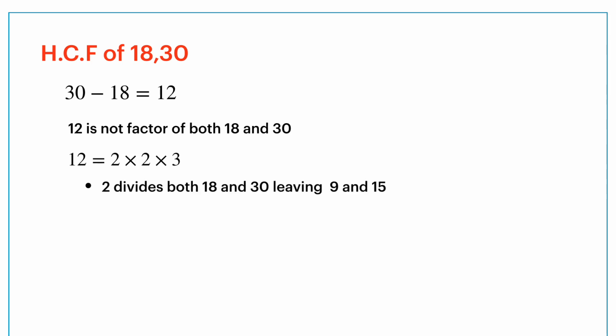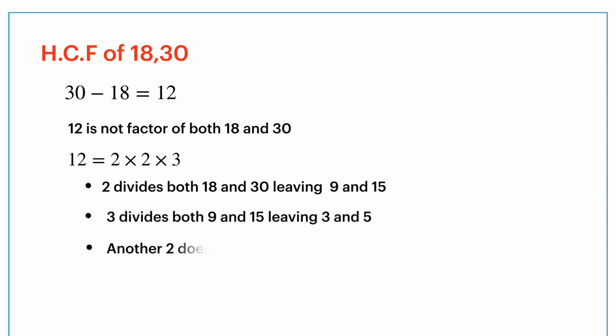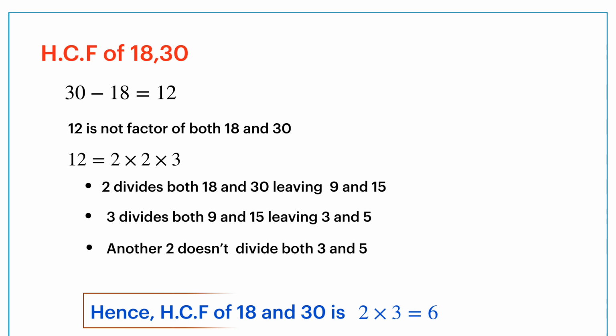The number 2 divides both 18 and 30, resulting in 9 and 15. Then 3 divides both 9 and 15, resulting in 3 and 5. Another 2 does not divide both 3 and 5. Therefore, the HCF of 18 and 30 is 2 times 3, which is 6.